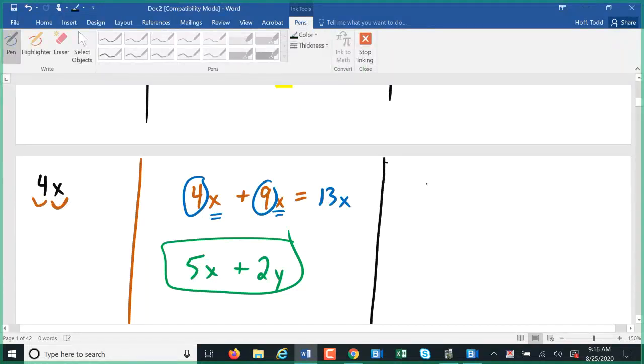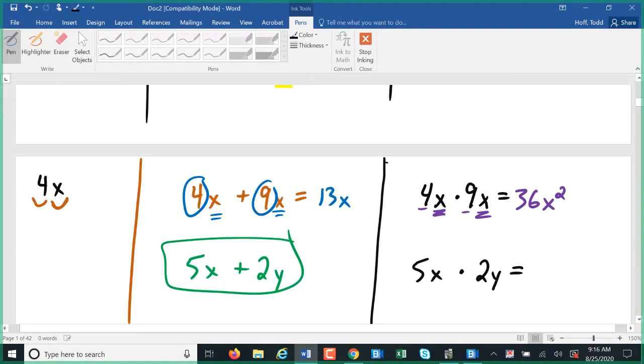If I go to multiply, 4x times 9x, I combine the counts. 4 times 9 is 36, and I also combine the names. Just like inches times inches became inches squared, x times x becomes x squared. Or if I have 5x times 2y, when I multiply or divide, I do not need the same name. Combine the counts, 5 times 2 is 10, and then I also combine the names. Just like feet times pounds became foot pounds, x times y becomes xy.